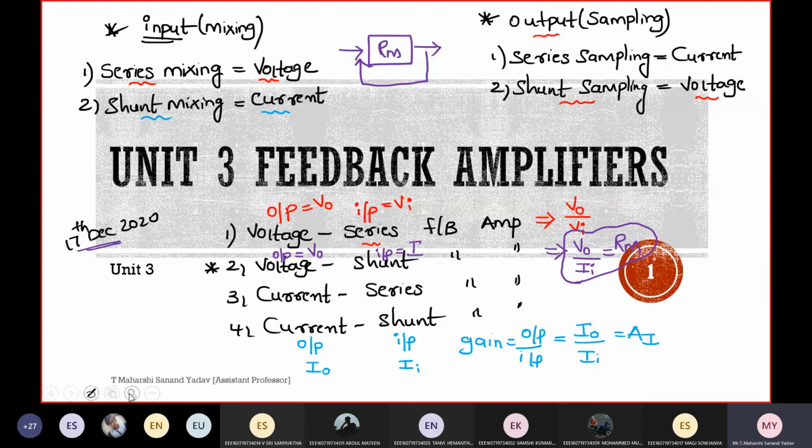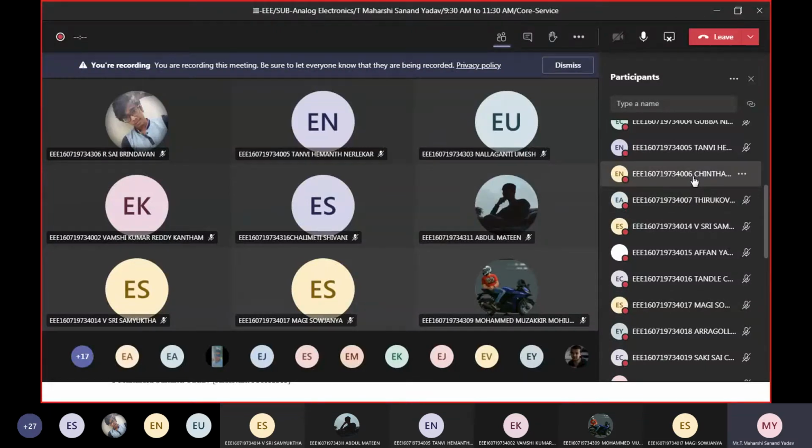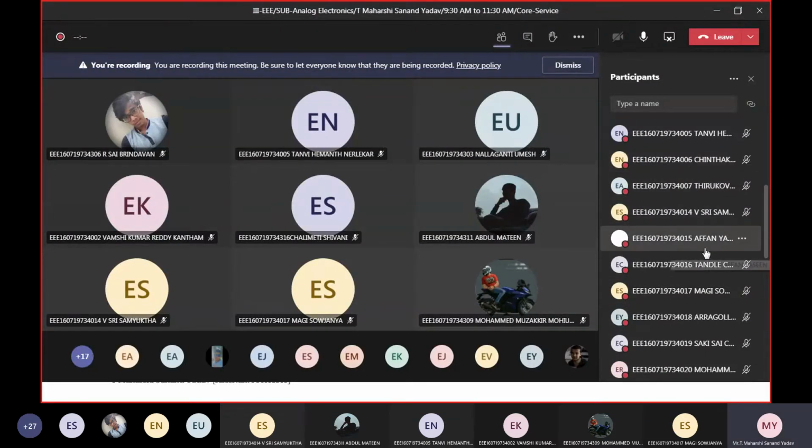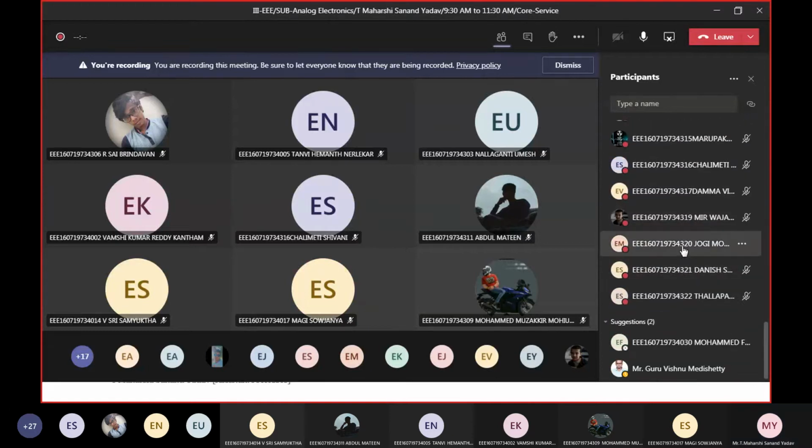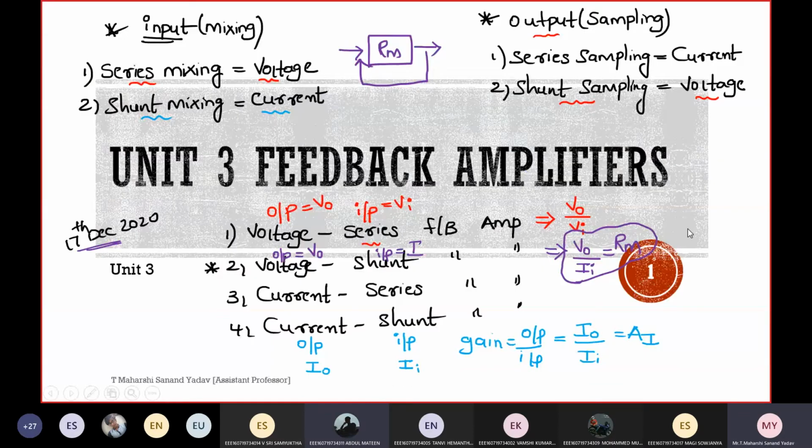Now you tell me about current series. Let me change the color. Wait, I'll call a roll number because only a few are responding. Roll number 6. Abdul, you tell me for this current series. The output is I out. So what kind of sampling is this? Series sampling, sir. Right. Next, in the input side, it is series. Voltage mixing. So I'll write it as VI.